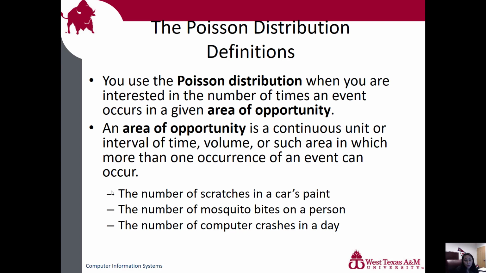Here are some examples of that area of opportunity: the number of scratches in a car's paint, the number of mosquito bites on a person, the number of computer crashes in a day. You see the opportunity here is the car's paint, the car as a whole, the person, their body, and then in a day is an area of opportunity.